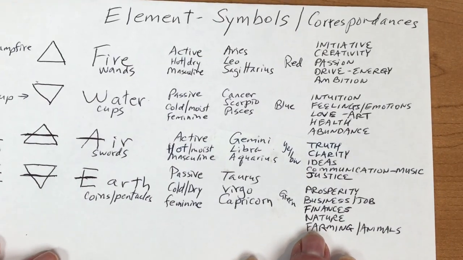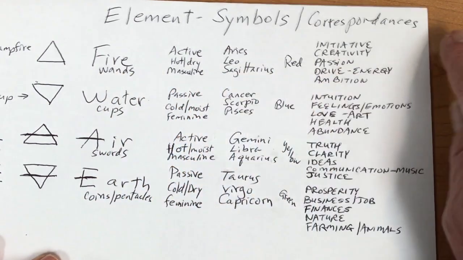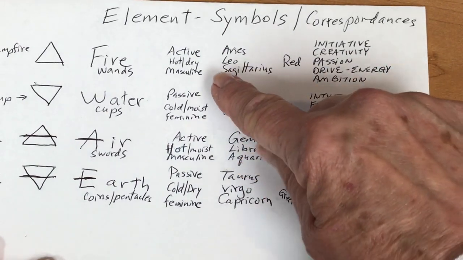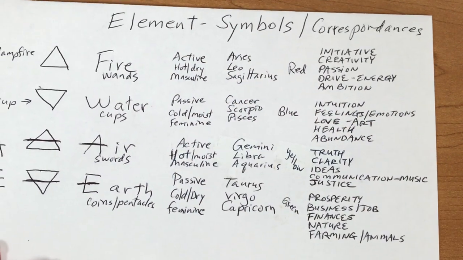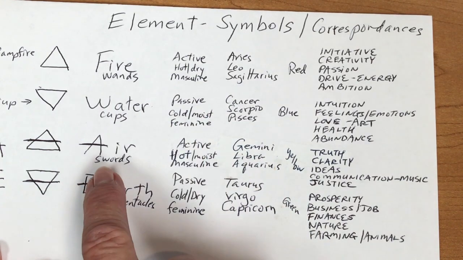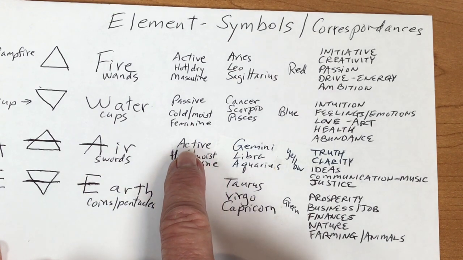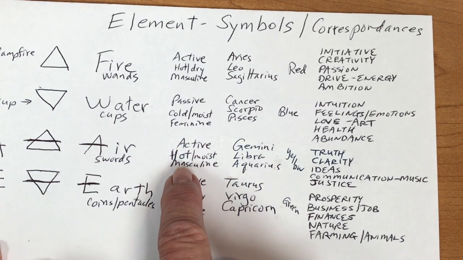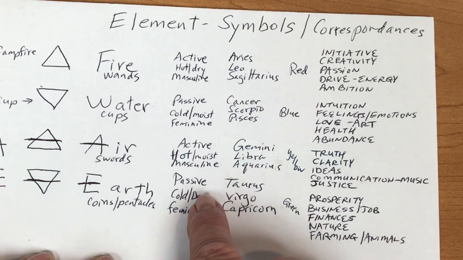And we can examine a little more closely the associations of the characteristics of the elements. Fire is considered active, hot and dry, and also masculine. Water is considered passive, cold and moist, and feminine. Air, or swords, is also another masculine suit. It's considered active. As the wind in the air is active, it moves. It's also considered to be hot and moist. And then the last element, the earth, is considered to be passive, feminine, and on the cold and dry side.